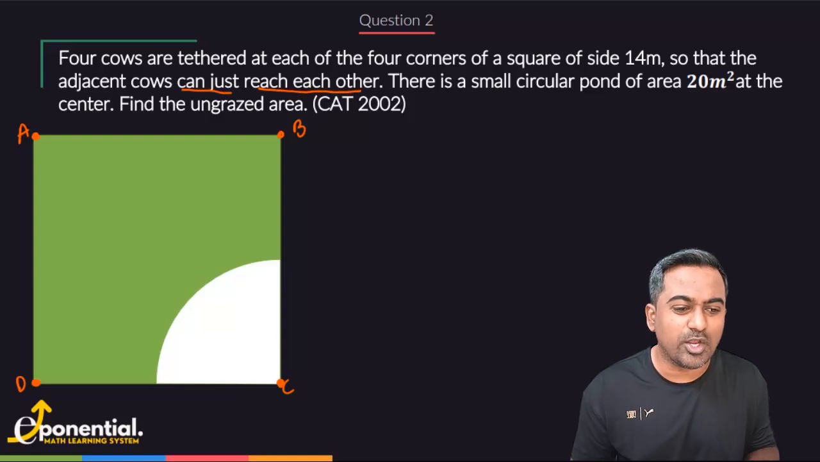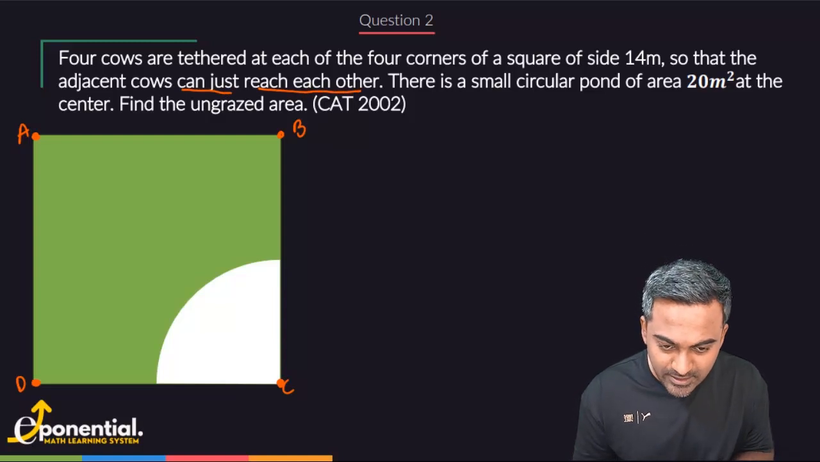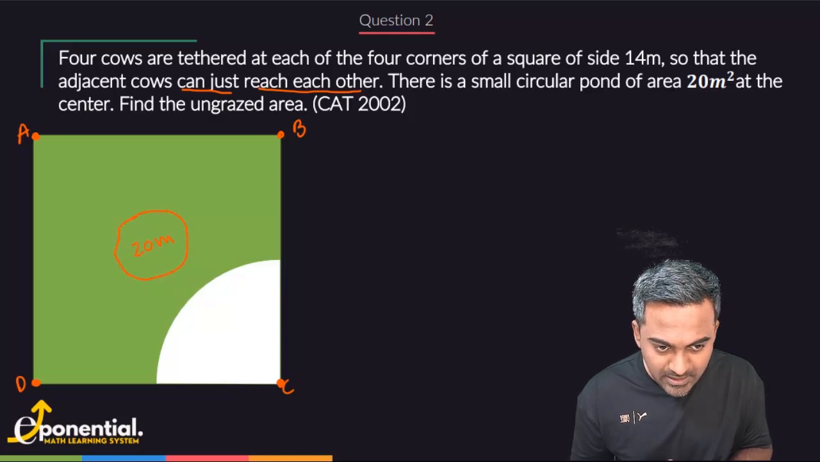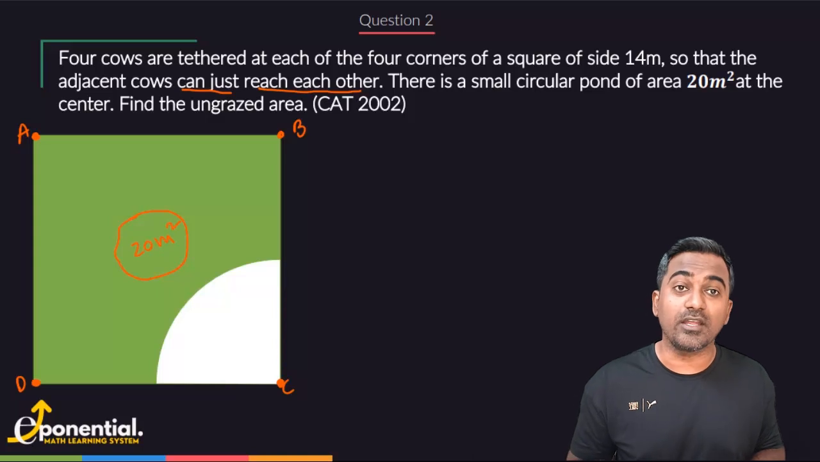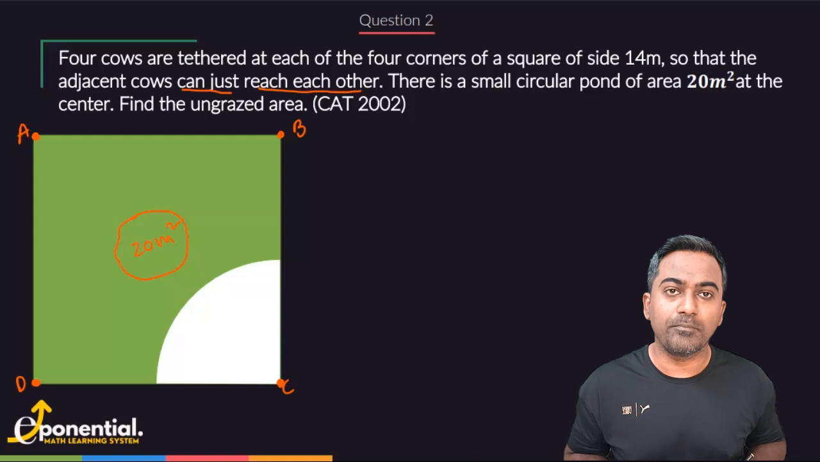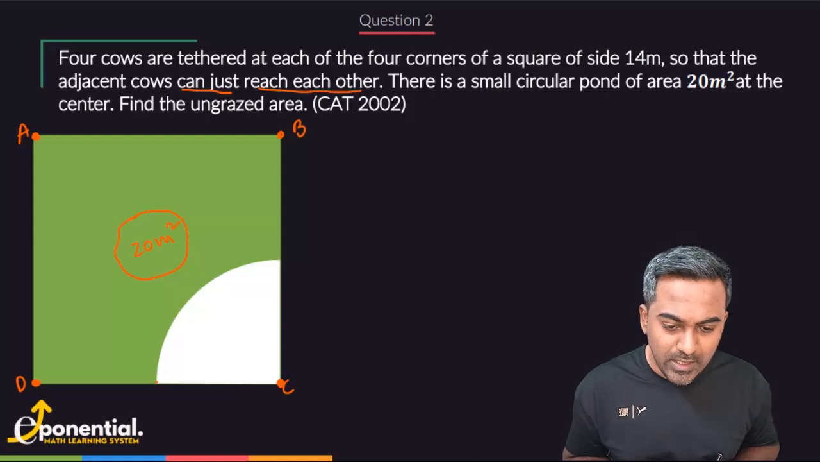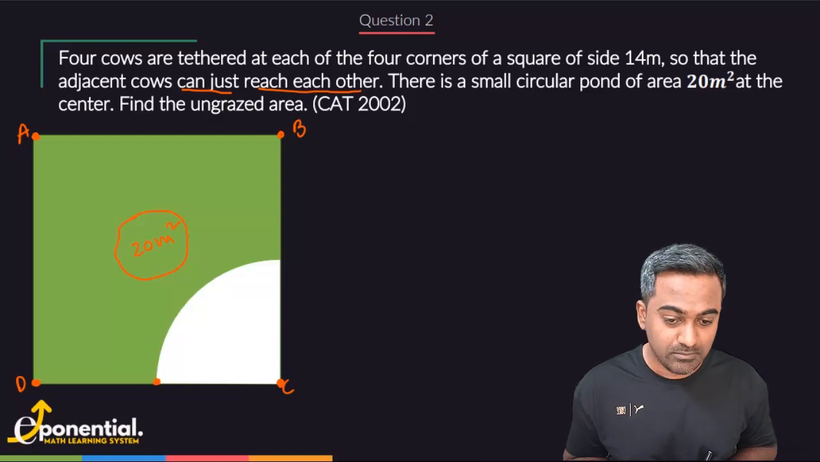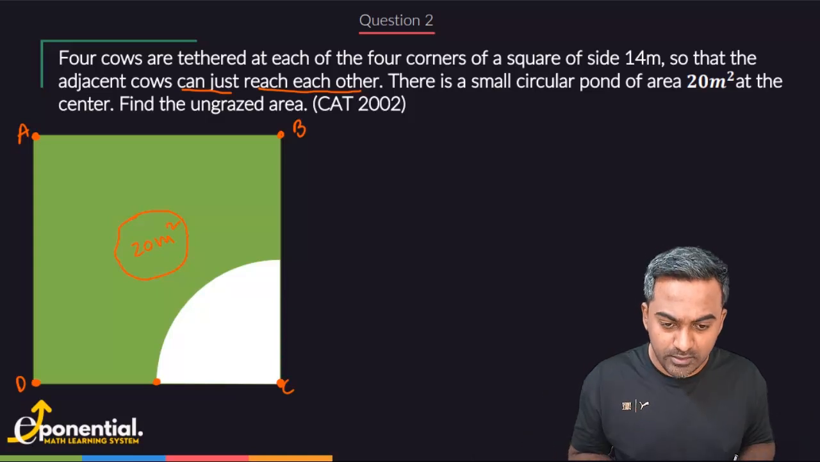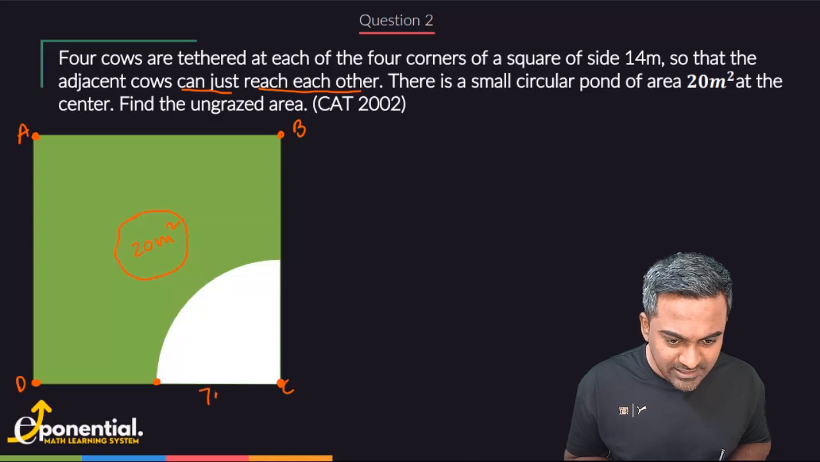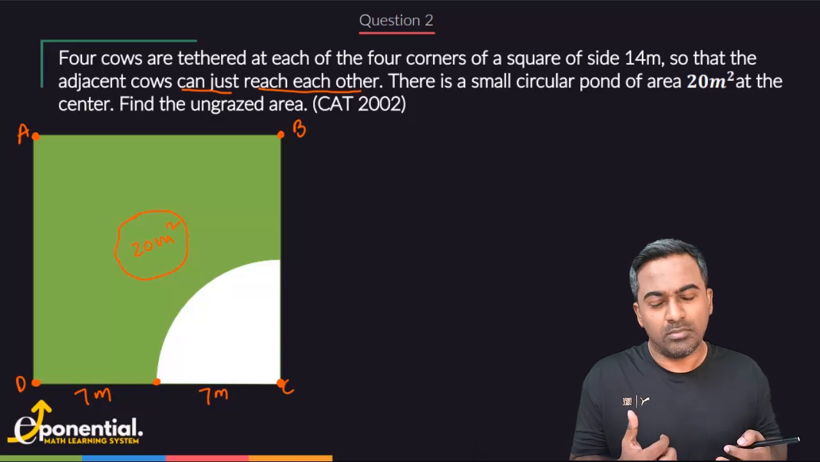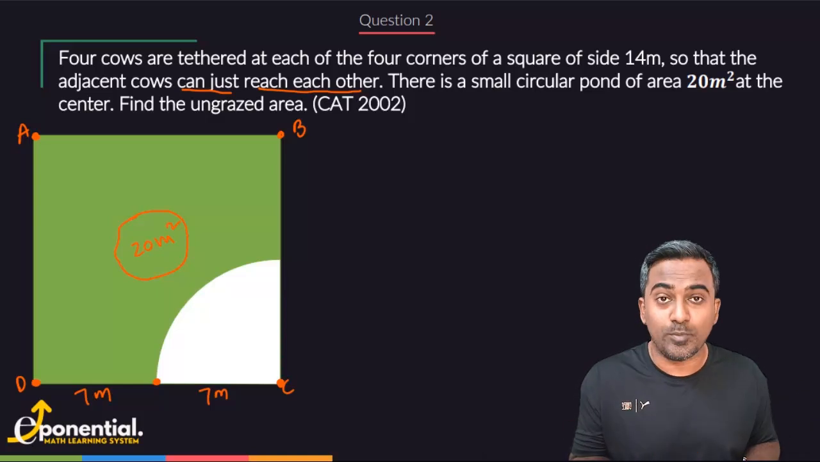And then again, there's a small circular pond of area 20 meters squared at the center. Okay, so there is a small pond here. The area is 20 meters squared. We've got to figure out the ungrazed area. Now think of it. If you have a cow here, a cow can only reach till this point, let's say, because there is a cow at D as well, and a cow at C as well. They're both just going to touch each other, which means this is going to be 7 meters and this is going to be 7 meters, right? If you've understood that part, because the length of the rope has got to be 7 meters.